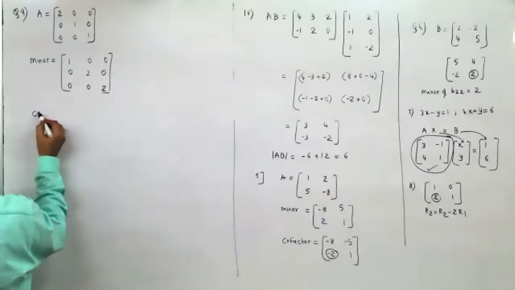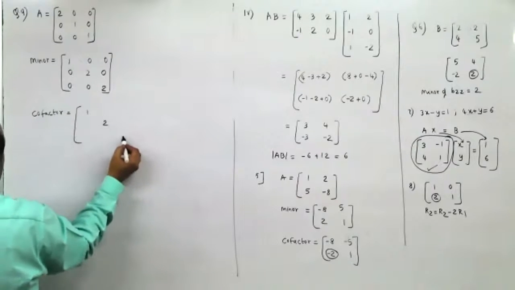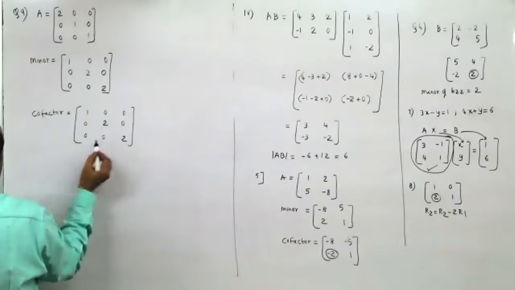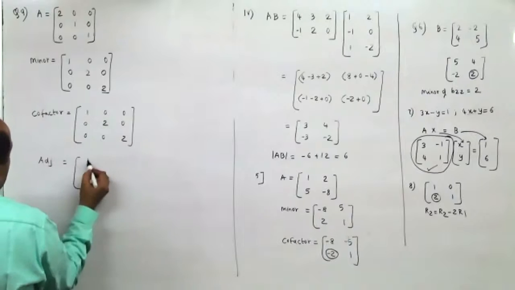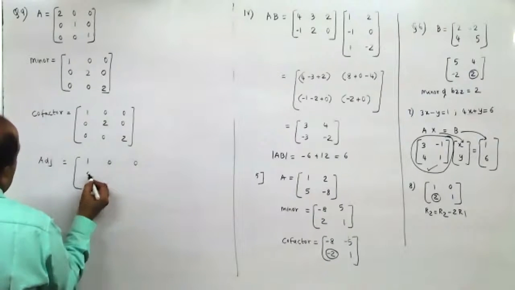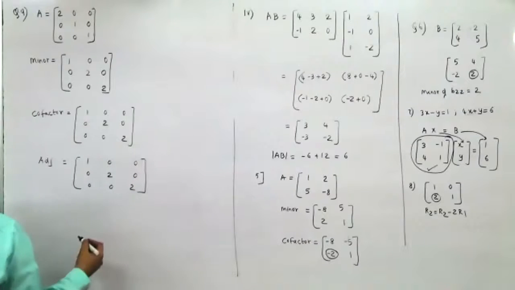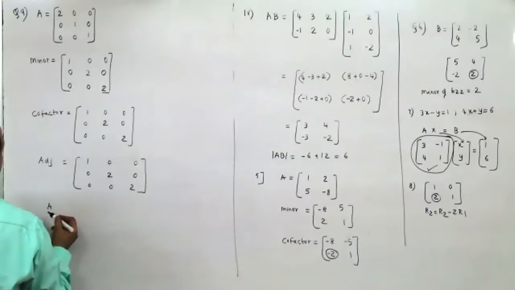And what is cofactor? None of the elements would change. It would be 1, 2, 2, 0, 0, 0, 0, 0, 0. Adjoint would be interchange the rows and columns. So 1, 0, 0, this would become 0, 2, 0, this would become 0, 0, 2. So does it change? No. Now, what is determinant value of adjoint? It would remain the same.